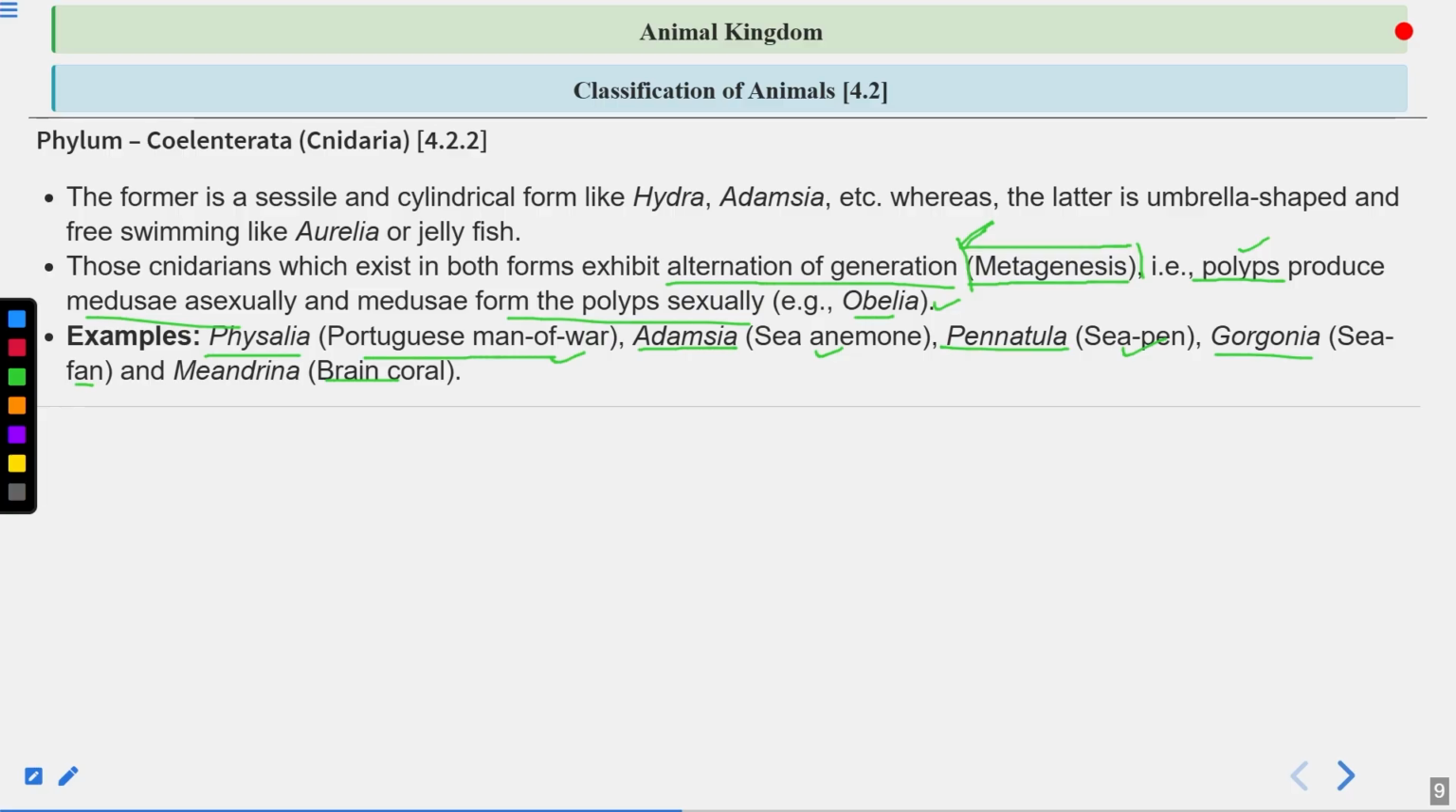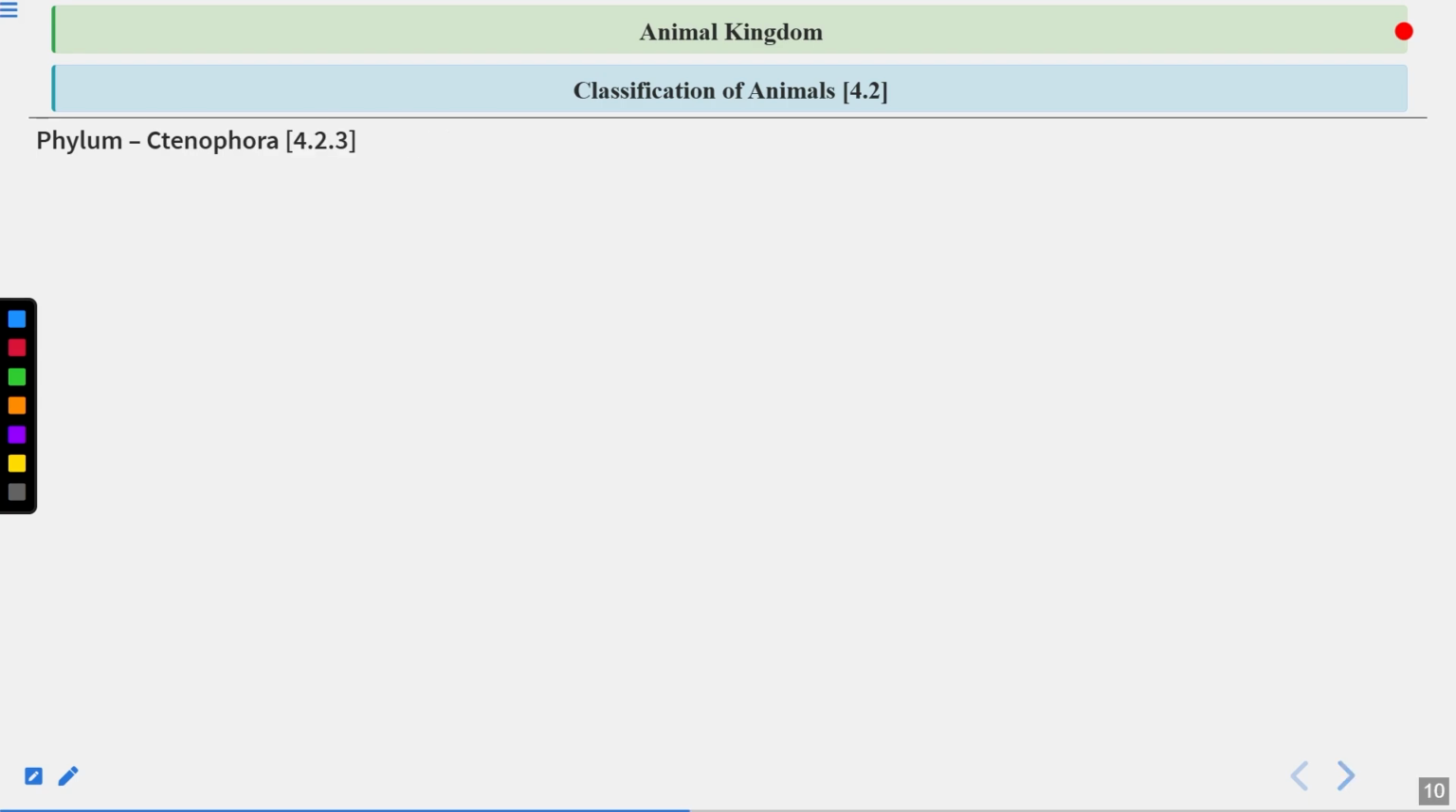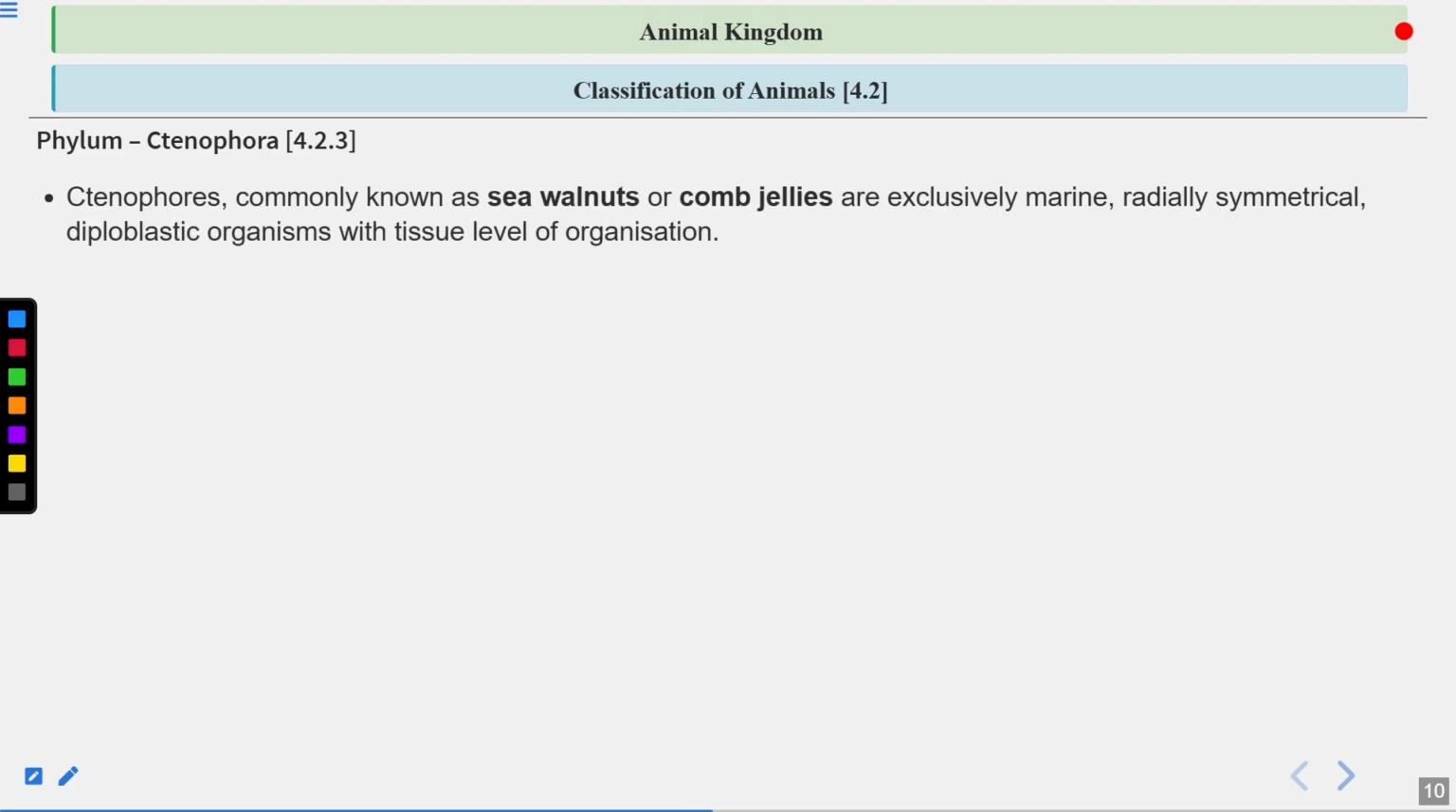Okay. Remember polyp and medusa stage. Remember they are diploblastic, with tissue level of organization, right? They have the cnidoblast cells. These are some of the very, very important features of coelenterata or cnidaria. Now the next phylum is the Ctenophora. Ctenophores, commonly known as sea walnut.